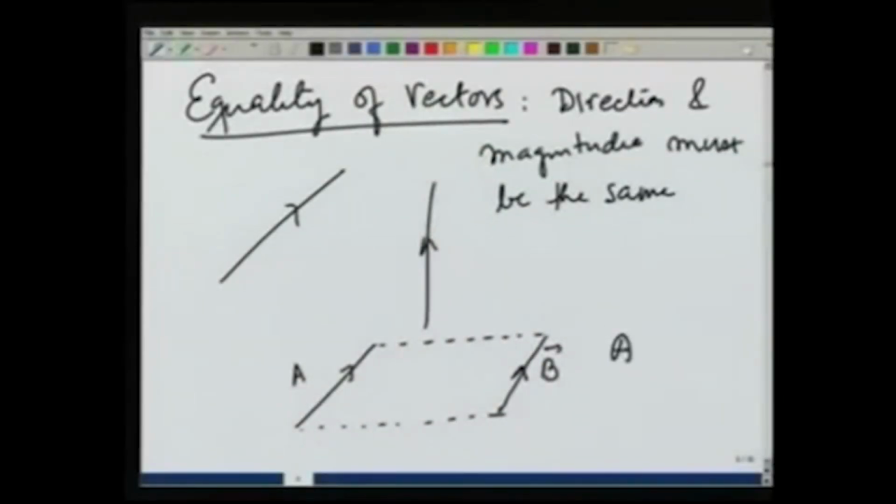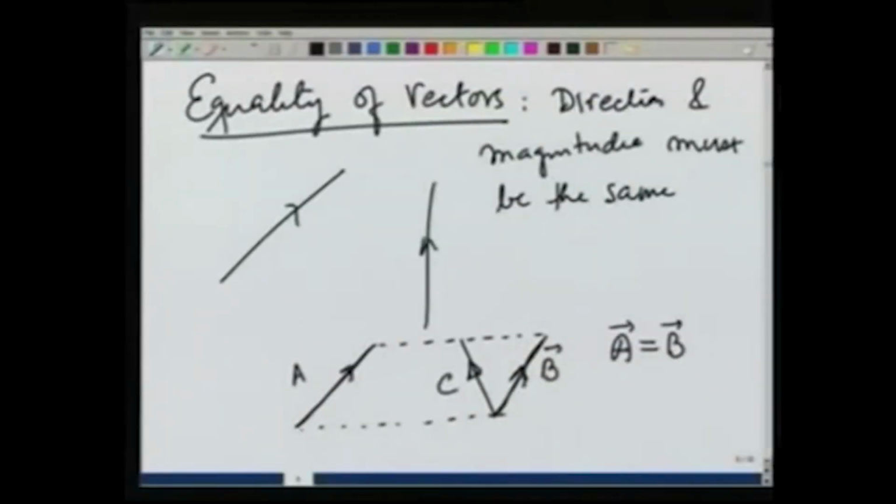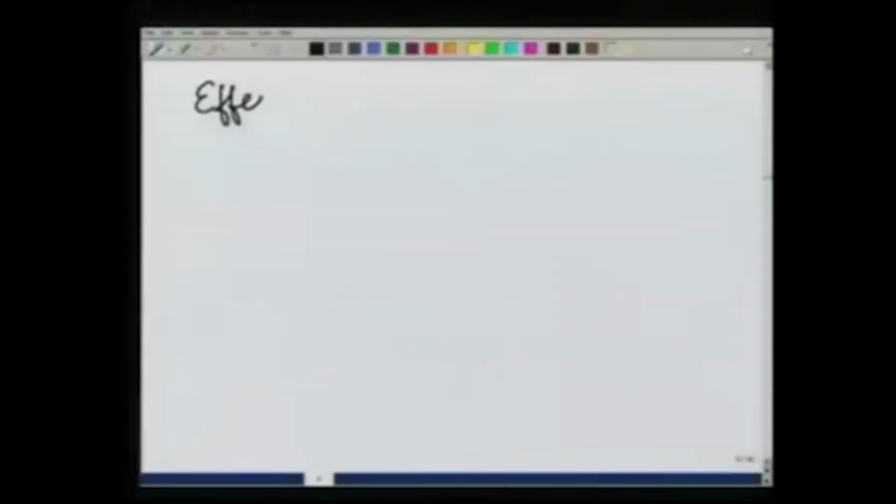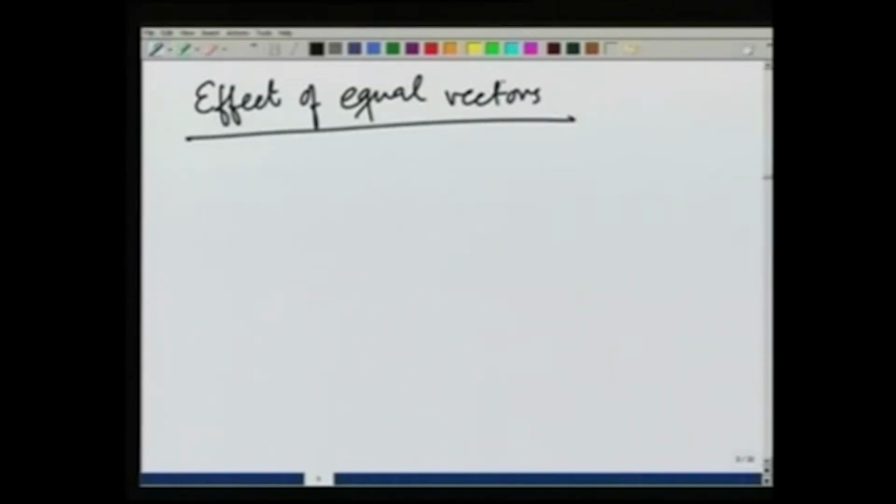So, in this case A is equal to B, because both of them have the same direction and the same magnitude. On the other hand, if I make a vector here C, its magnitude may be the same as A, but it does not have the same direction as A, and therefore, A is not equal to C. One has to be very careful in the effect of equal vectors. Two vectors being equal does not mean that their effect will always be the same.